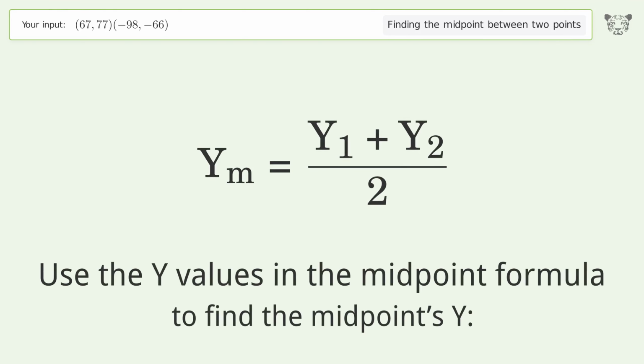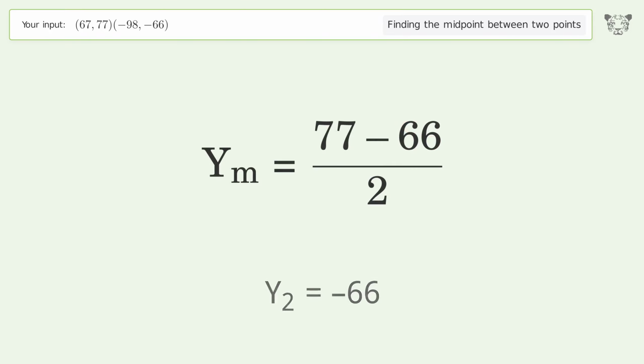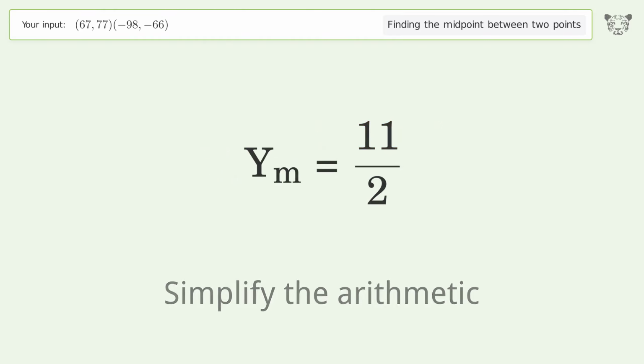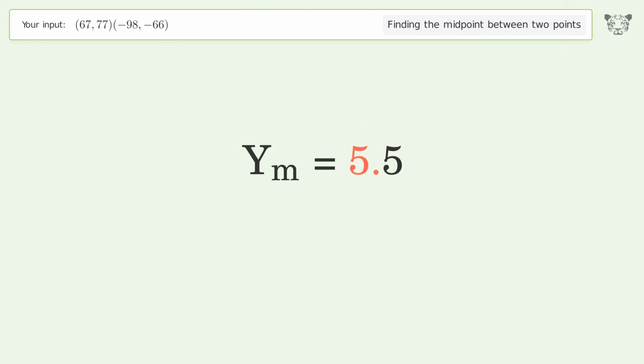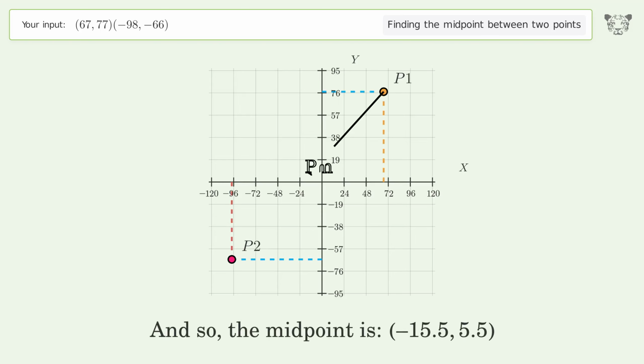Use the y values in the midpoint formula to find the midpoint's y. y1 equals 77. y2 equals negative 66. Simplify the arithmetic. And so, the midpoint is negative 15.5, 5.5.